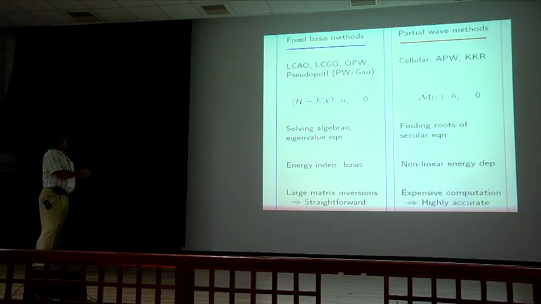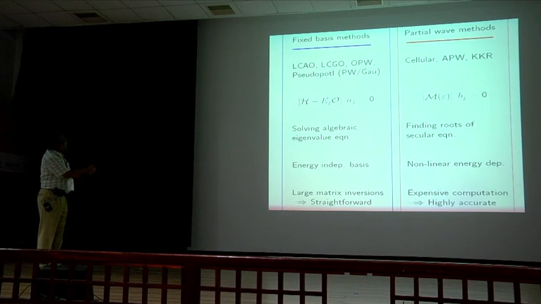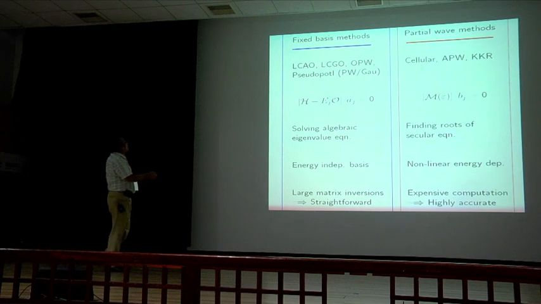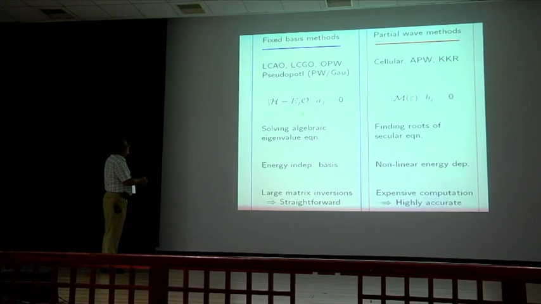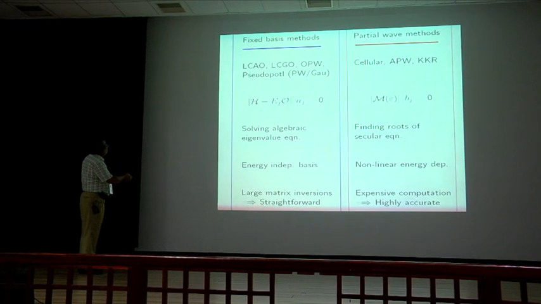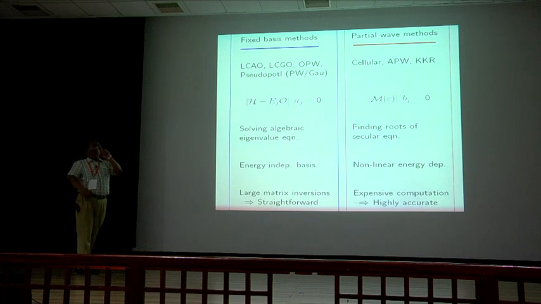So the partial wave method. Now you have already been exposed to this, but I am now going to tell you about this, where the cellular method is historically the first one. I'll come to that. APW, KKR, all these methods, you know the names at least. Here the secular equation is not an algebraic eigenvalue equation. Look at the secular equation. Here, this is actually M of E. And what is this E? E is energy. So you see the energy is there inside.